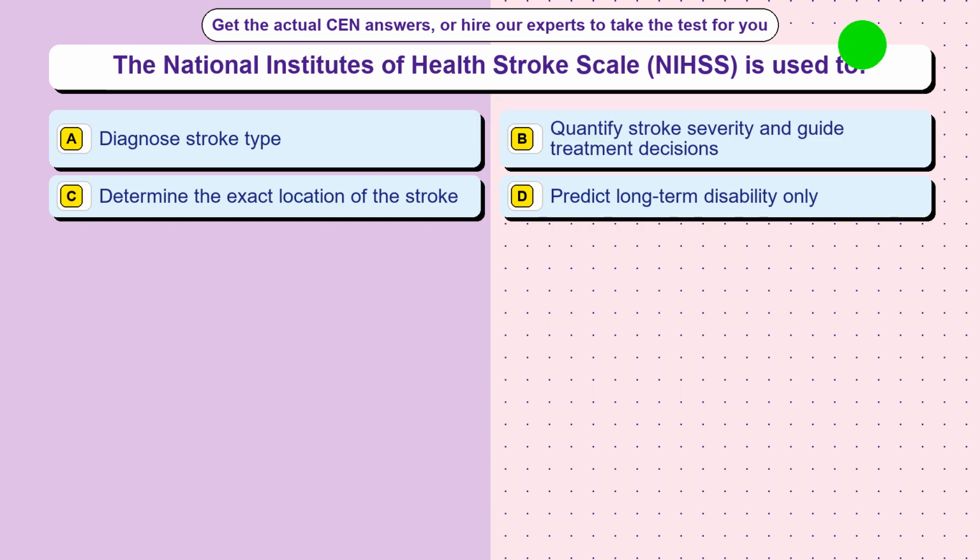Question 69. The National Institutes of Health Stroke Scale, NIHSS, is used to: Option A, diagnose stroke type. Option B, quantify stroke severity and guide treatment decisions. Option C, determine the exact location of the stroke. Option D, predict long-term disability only.